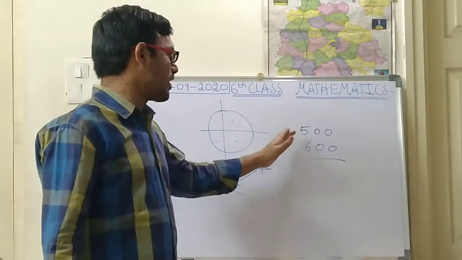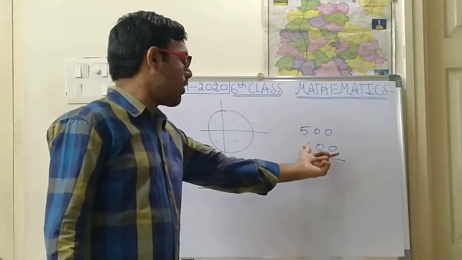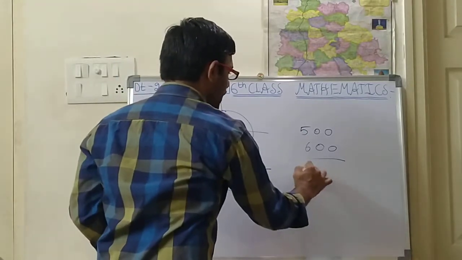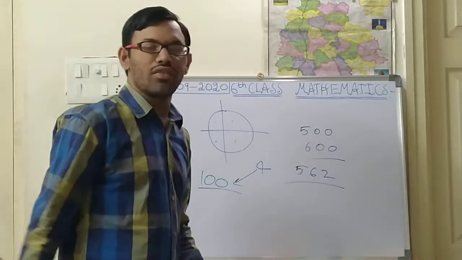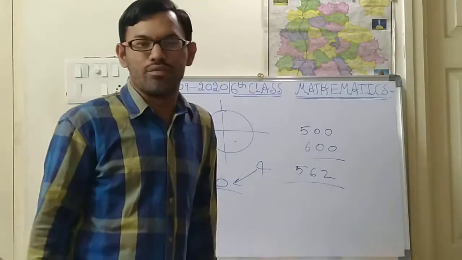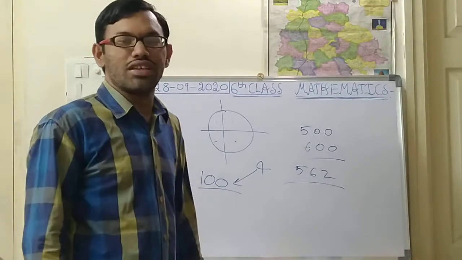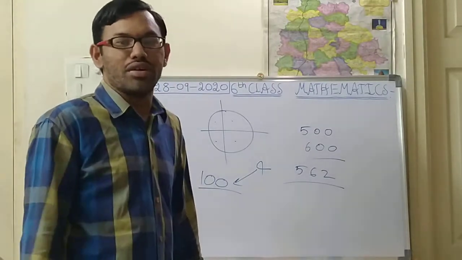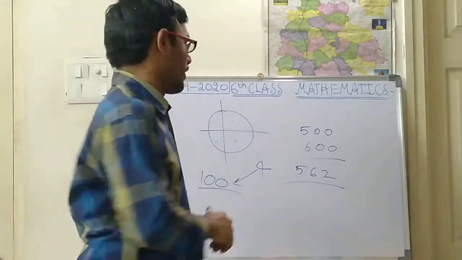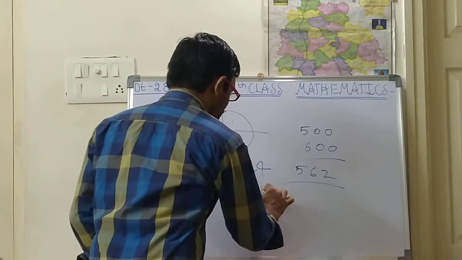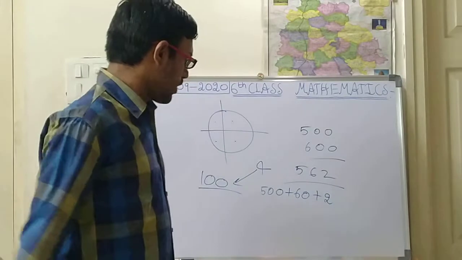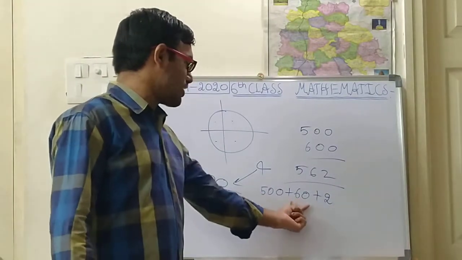But after 100, if there was given the number 562, we can do an expansion. In the first chapter we saw how to do the expansion of numbers. If you remember the place values, you can do it very easily. So 562 you can write as 500 plus 60 plus 2. Is it right, children?